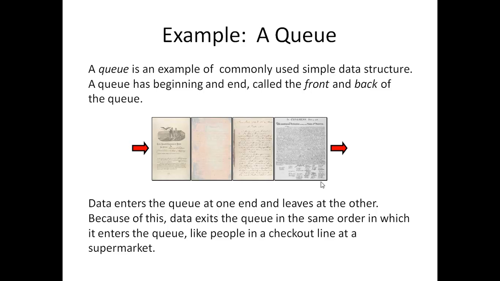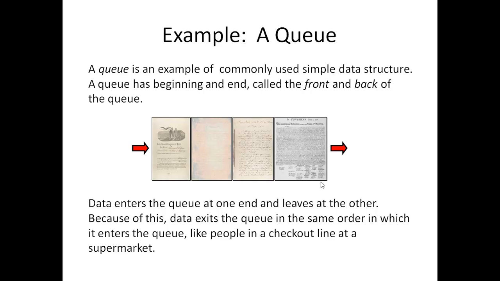For example, a queue. So what is a queue? A queue is an example of a commonly used simple data structure. A queue has a beginning and an end position. The beginning is called the front and the end is called the back of the queue. Data enters the queue at one end and leaves at the other.